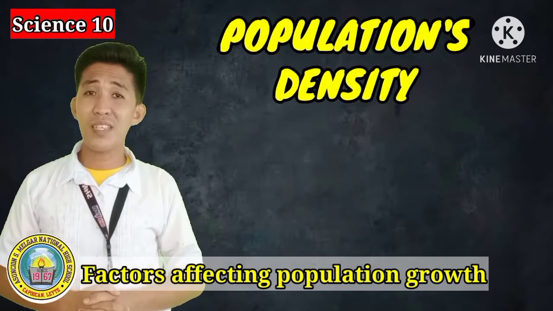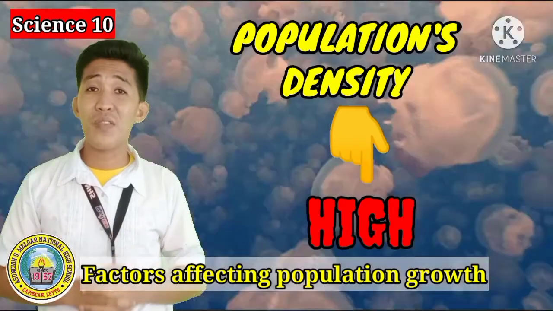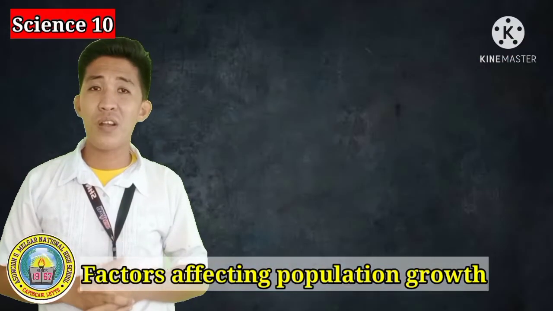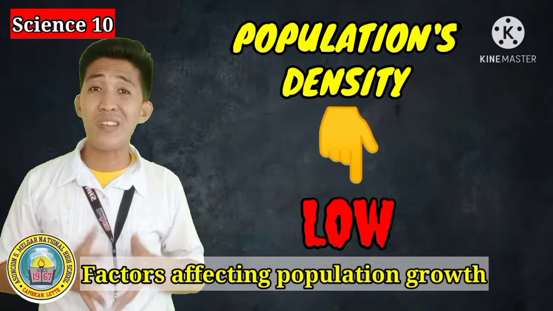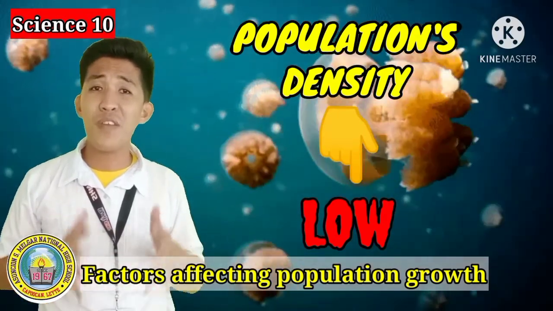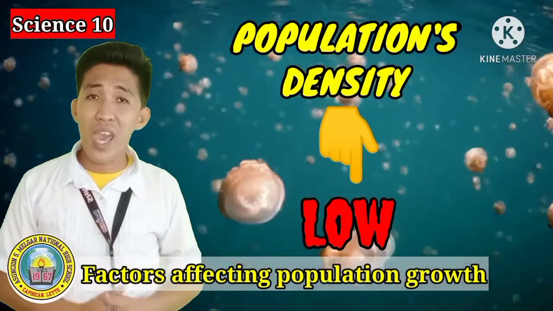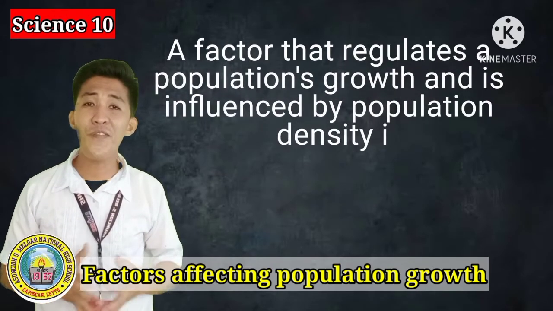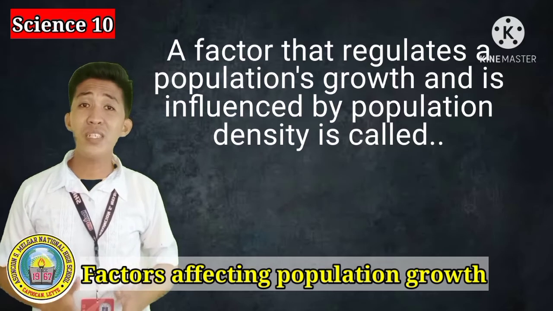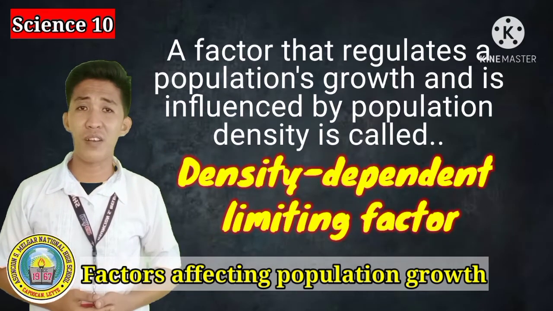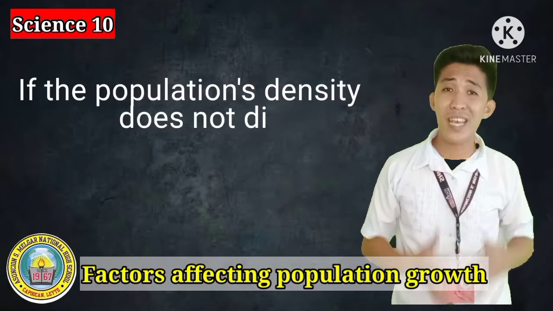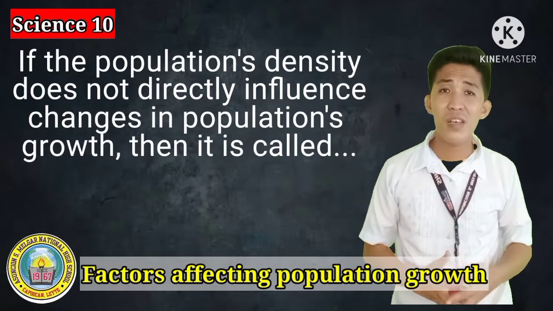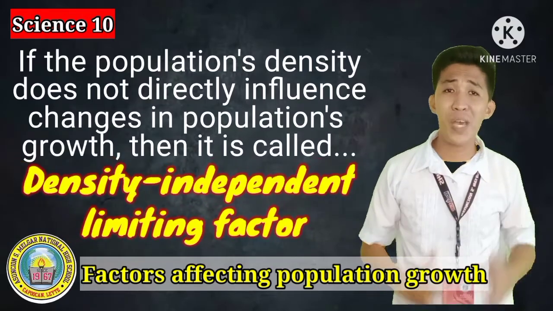If the population's density is very high, that means that there are a lot of organisms crowded in a certain area. However, if the population's density is very low, that means there are very few organisms in an area. A factor that regulates a population's growth and is influenced by population density is called a density-dependent limiting factor. And if population density does not directly influence changes in the population's growth, then it is called a density-independent limiting factor.